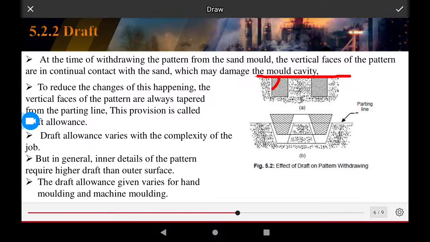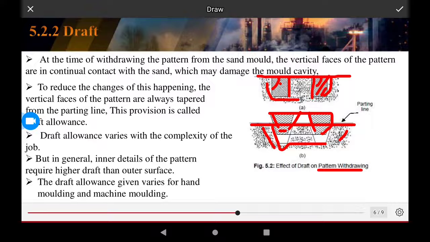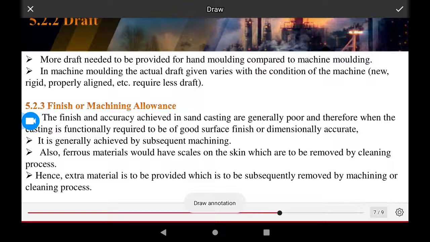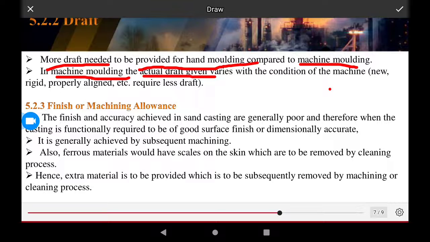The draft allowances differ for hand molding and machine molding. This is the workpiece, the punch and die patterns, and this is the parting line. This is the actual pattern, and this is the pattern with allowances, showing the effect of draft on the pattern drawing. More draft needs to be provided for hand molding compared to machine molding, and for machine molding the actual draft given varies with the conditions of the machine.